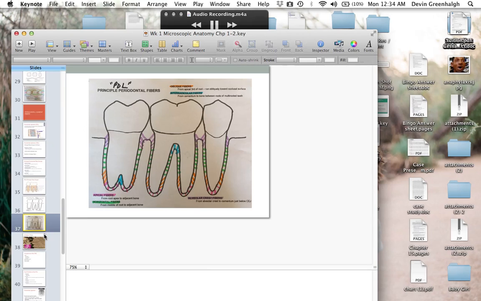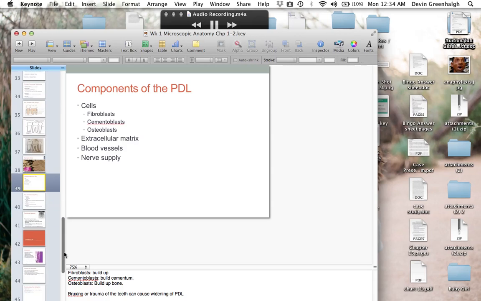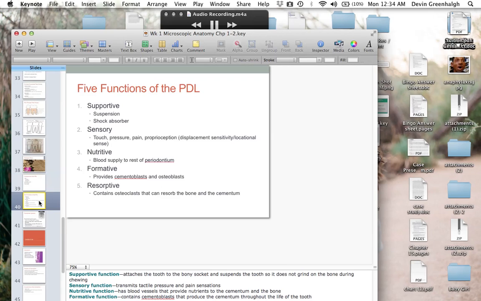So if you ever get stuck on these fiber groups, just think of their name. Their name basically gives away where they are. Components of the PDL, what makes it up? Cells, fibroblasts, cementoblasts, and osteoblasts. Extracellular matrix, blood vessels, and nerve supply. What can cause a widening of the PDL? Bruxing or trauma of the teeth.